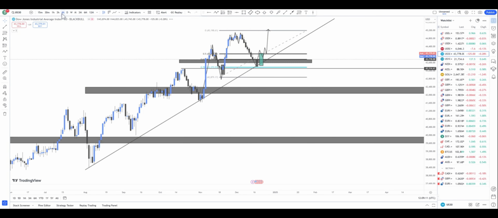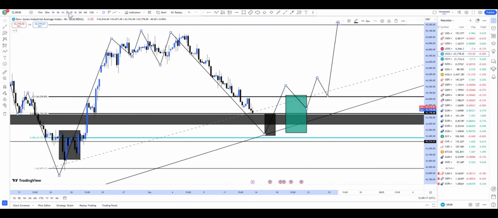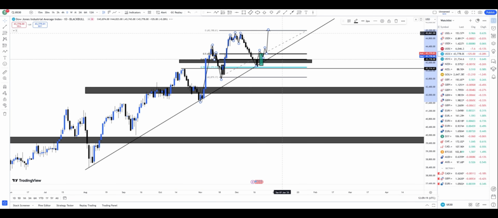So on the 4 hours, I will still be looking for a change of structure, and on the daily time frame, I'll be looking for engulfing and other confirmations for us to take this trade in order for the market to go higher. So if I don't see any confirmation, I will not take the trade. If I don't see confirmation on US30, I will not take the trade.